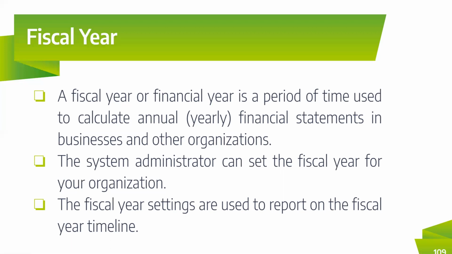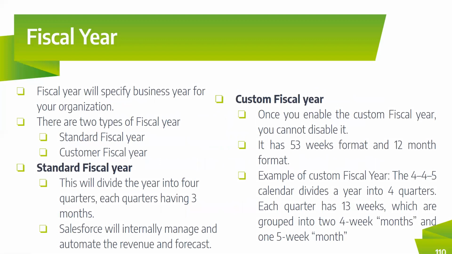The fiscal year settings are used to report on the fiscal year timeline. So you can see those fiscal year information on the fiscal year timeline, right? Now we are going to discuss elaborately about the fiscal year. The fiscal year specifies the business year for your organization. Here in fiscal year, there are two types of fiscal year. One is the standard fiscal year. The other one is called custom fiscal year.